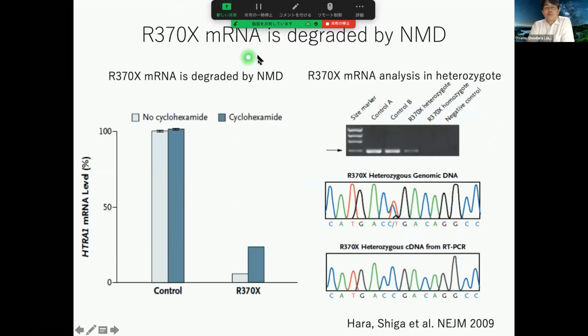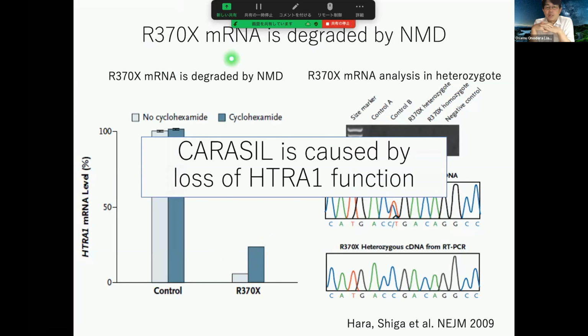This mutation fulfills the criteria for degradation by nonsense-mediated messenger RNA decay. Therefore, we obtained fibroblasts from the heterozygote and found that the mRNA level is markedly decreased in the fibroblasts of the heterozygote. Therefore, we conclude that in these mutations, mRNA is degraded by NMD. Therefore, CARASIL is caused by a loss of HTRA1 function.